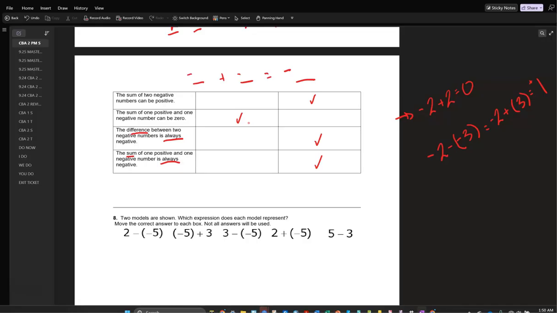So in this case, we'll go negative 2 plus, okay, so they want one positive, one negative. So here's a positive, here's a negative. Once again, the winning sign is positive. 3 minus 2 is 1. So in this case, the sum is positive, not negative. So we found one time when that's not true, okay? Alright.